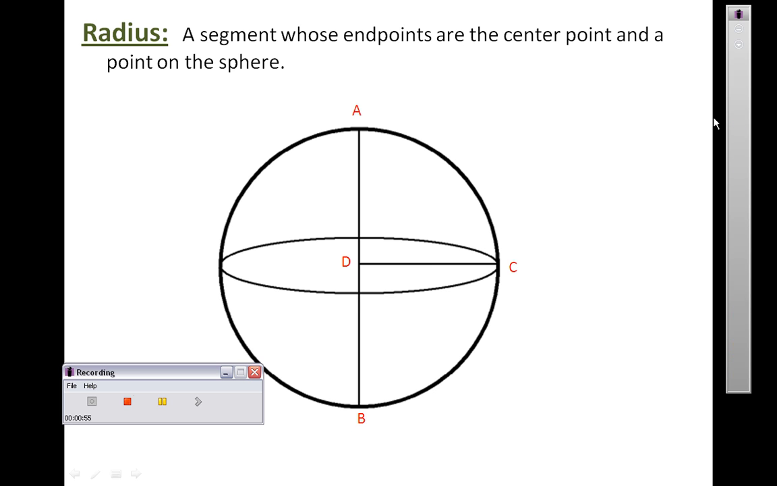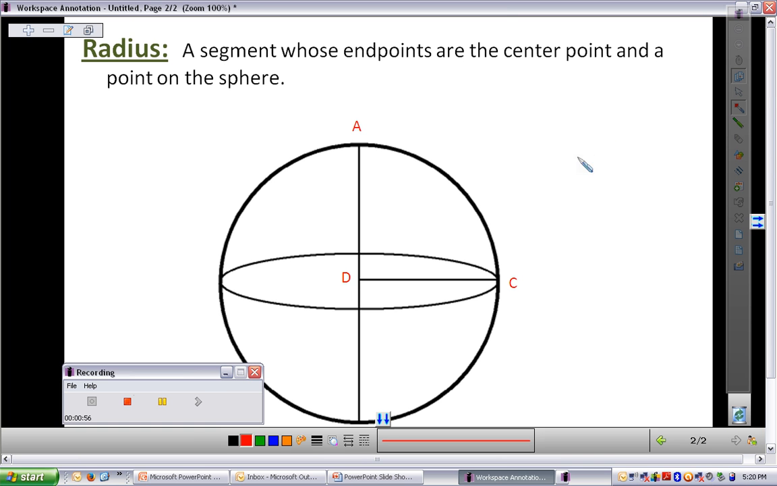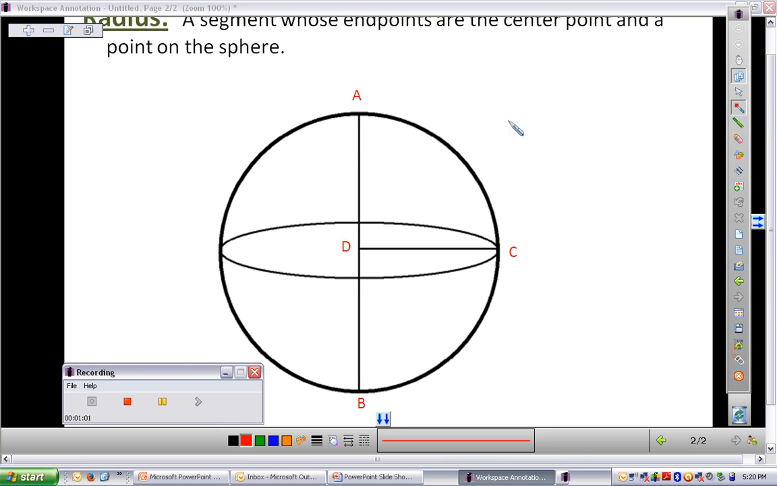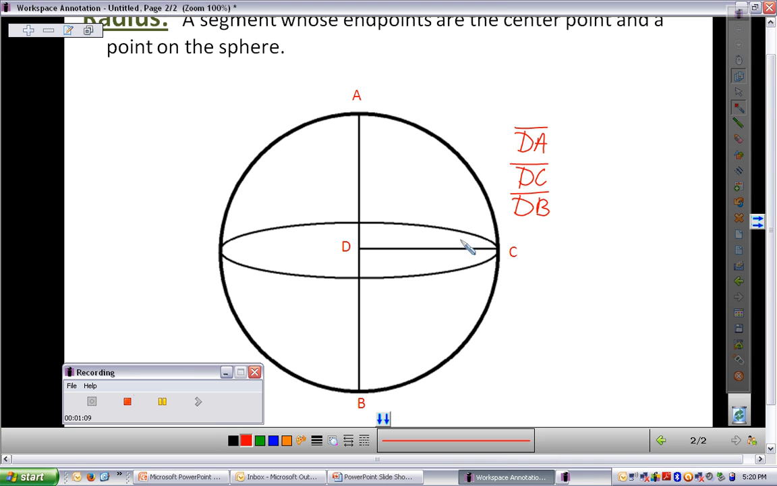The radius is a segment whose endpoints are at the center and a point on the sphere. So this sphere here has three different radii. DA is one radius, DC is another, and then lastly DB. So those are three different radii of the sphere that's in front of you.